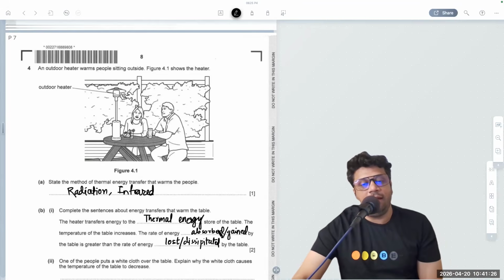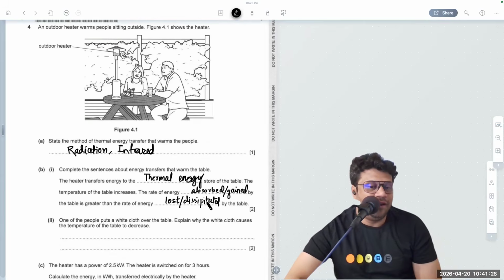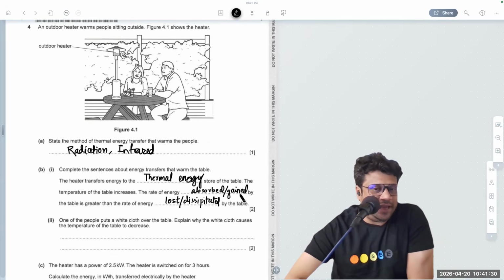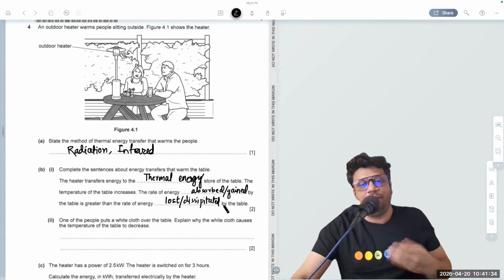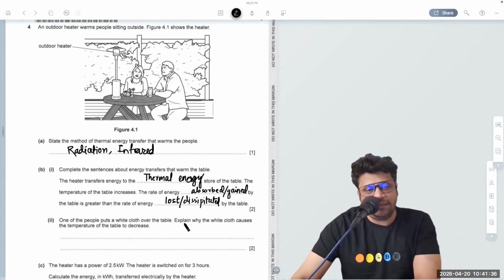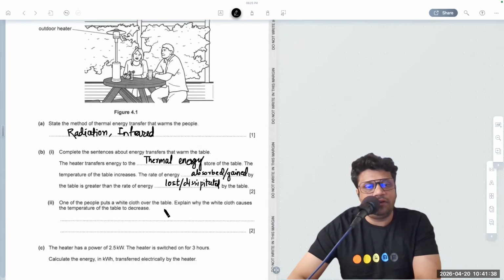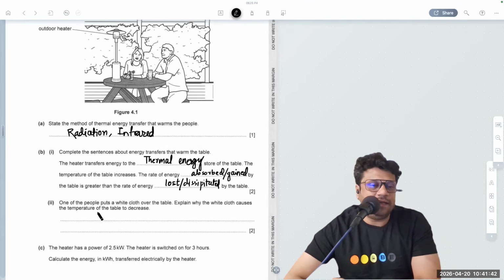And again, I'm not sure. It's supposed to be gained by the table and lost. I'll write absorbed and dissipated just to be close to the marking scheme. One of the people puts a white cloth on the table. Explain why the white cloth causes the temperature of the table to decrease.